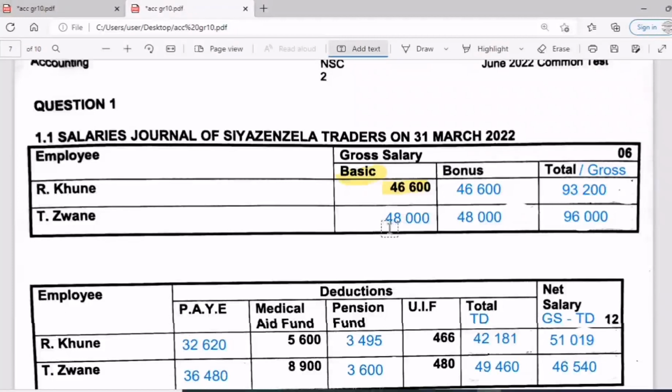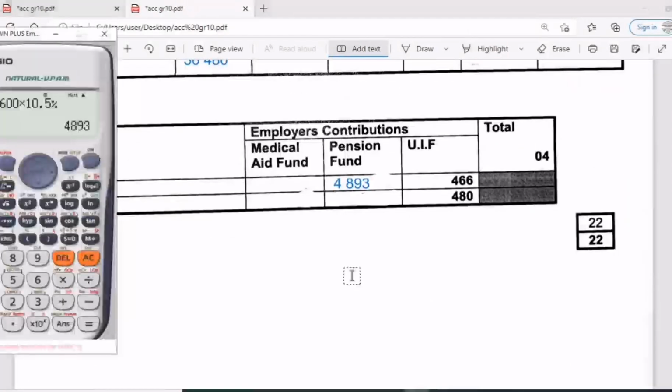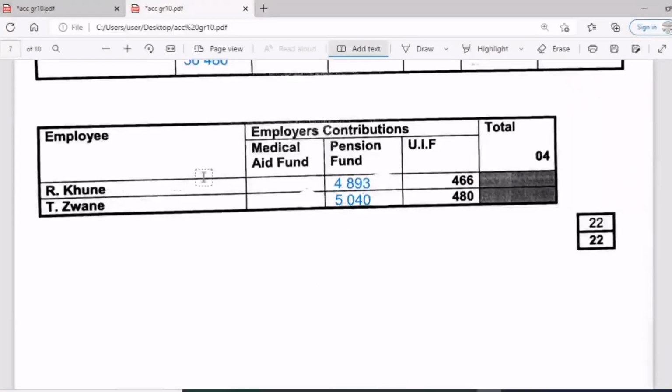And then for Zwane, his basic salary is 48,000. So 48,000 times 10.5% gives us 5,040. So we're done with the pension fund parts.